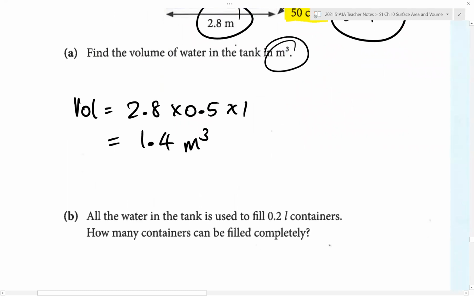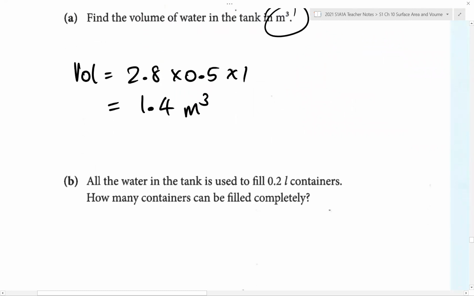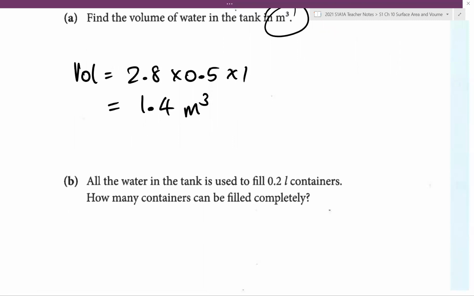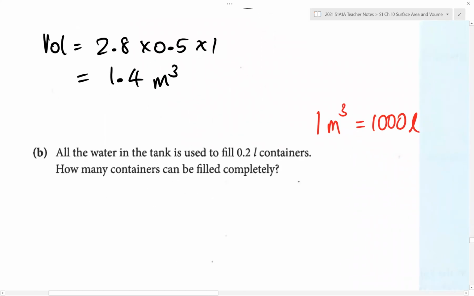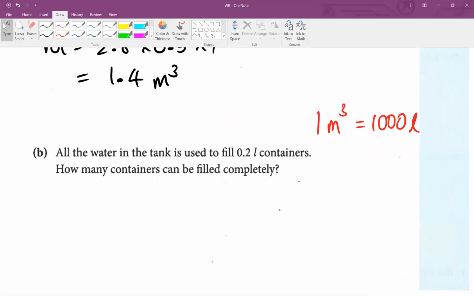Now the water is used to fill 0.2 liters container. How many containers can be filled completely? So now yesterday we talked about the shortcut. Have you memorized the shortcut? 1 cubic meter equals to 1,000 liters. We can use this to shorten a lot of our working. So 1 cubic meter is 1,000 liters. What about 1.4 cubic meters? How much would that be?